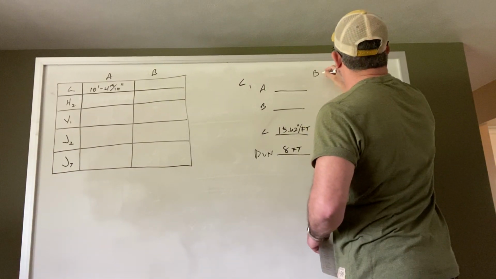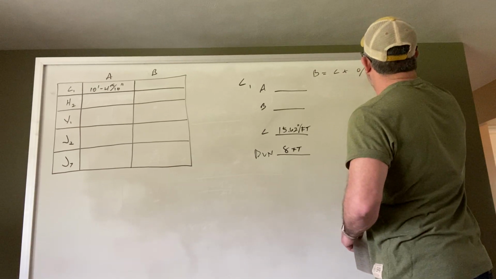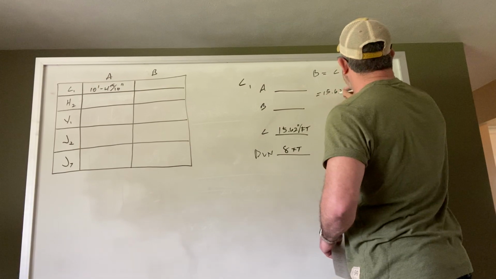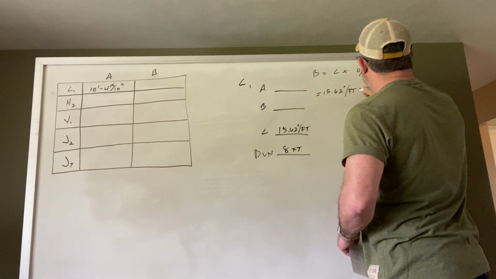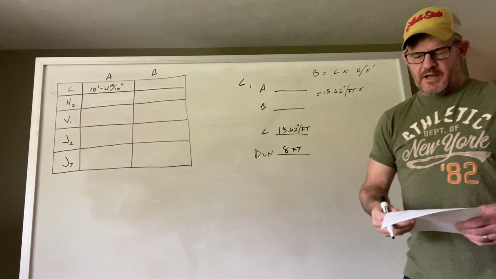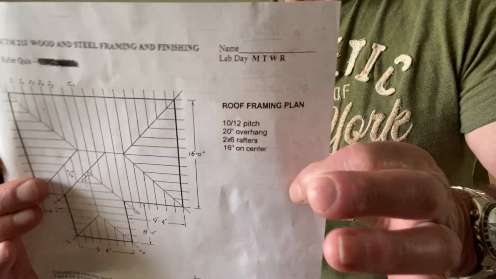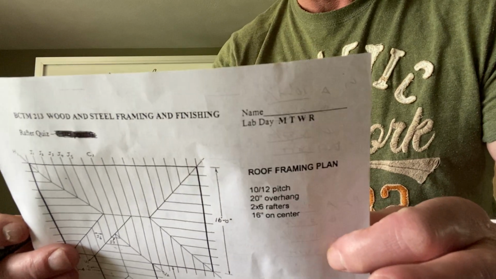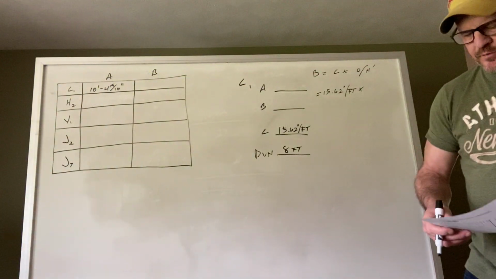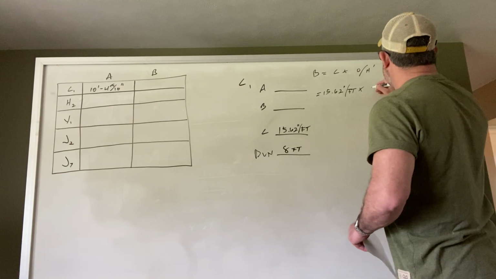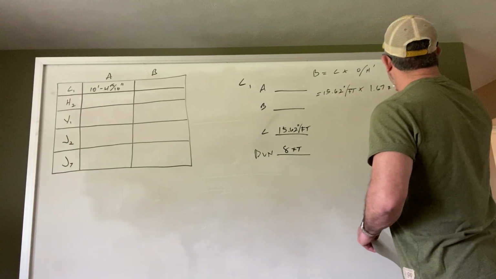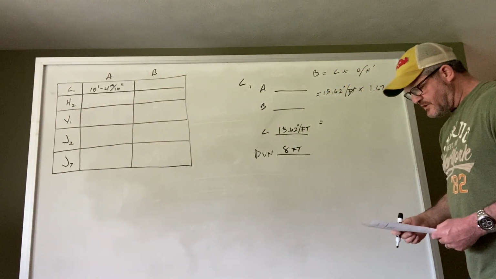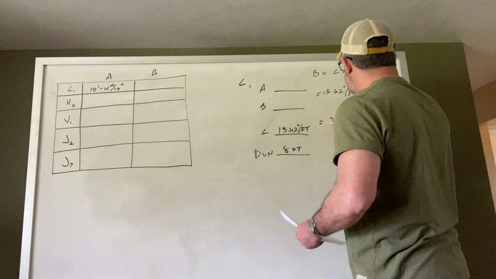B always equals C times my overhang in feet. So that equals 15.62 inches per foot times what? Again, I go back to my print. I have a 20-inch overhang this time, so 20 divided by 12. That would be 1 foot 8 inches or 1.67 feet. My feet are going to cancel. Again, you have to read your information carefully. Some of you might have made a mistake there.